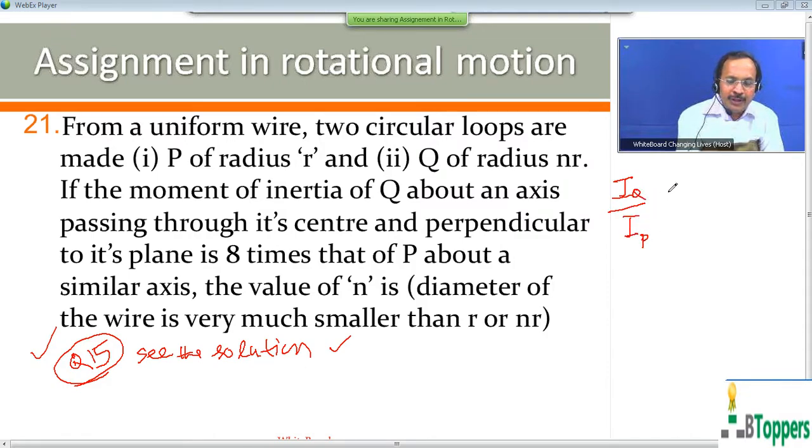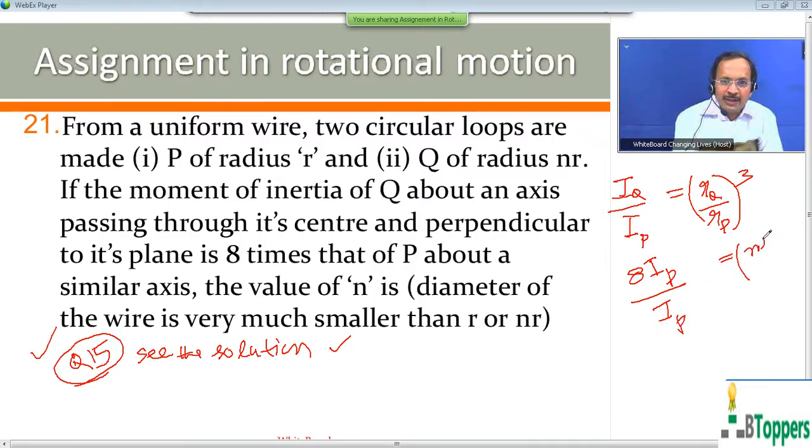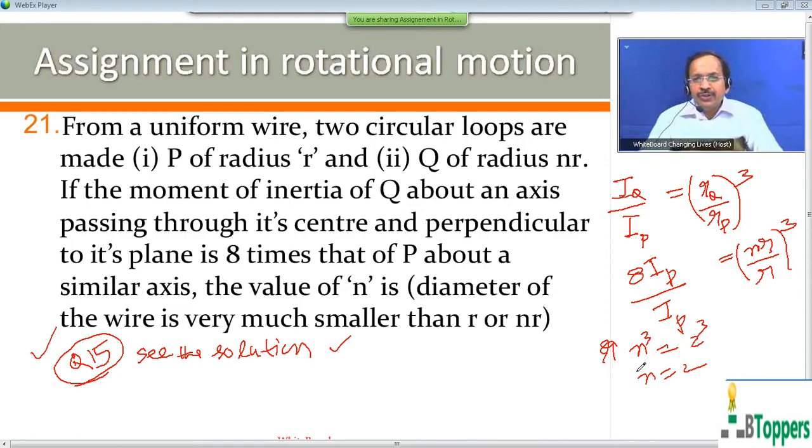Moment of inertia of Q by moment of inertia of P can be written as radius of Q by radius of P whole cube. The moment of inertia of Q, same procedure, is 8 times the moment of inertia of P. And radius of Q is NR and radius of P is R. So you get N cube equal to 2 cube or N equal to 2. That is exactly it is same model, only language used is different.